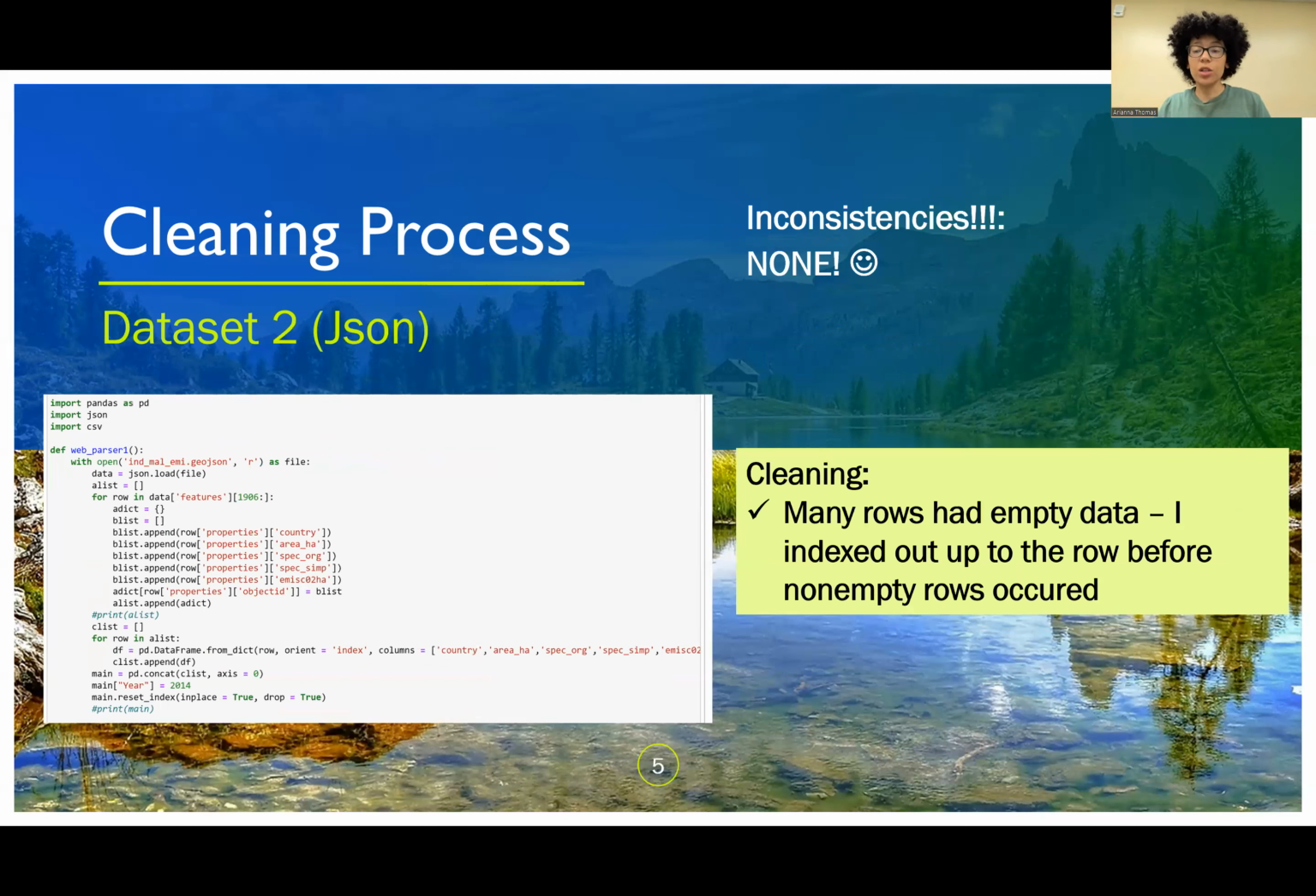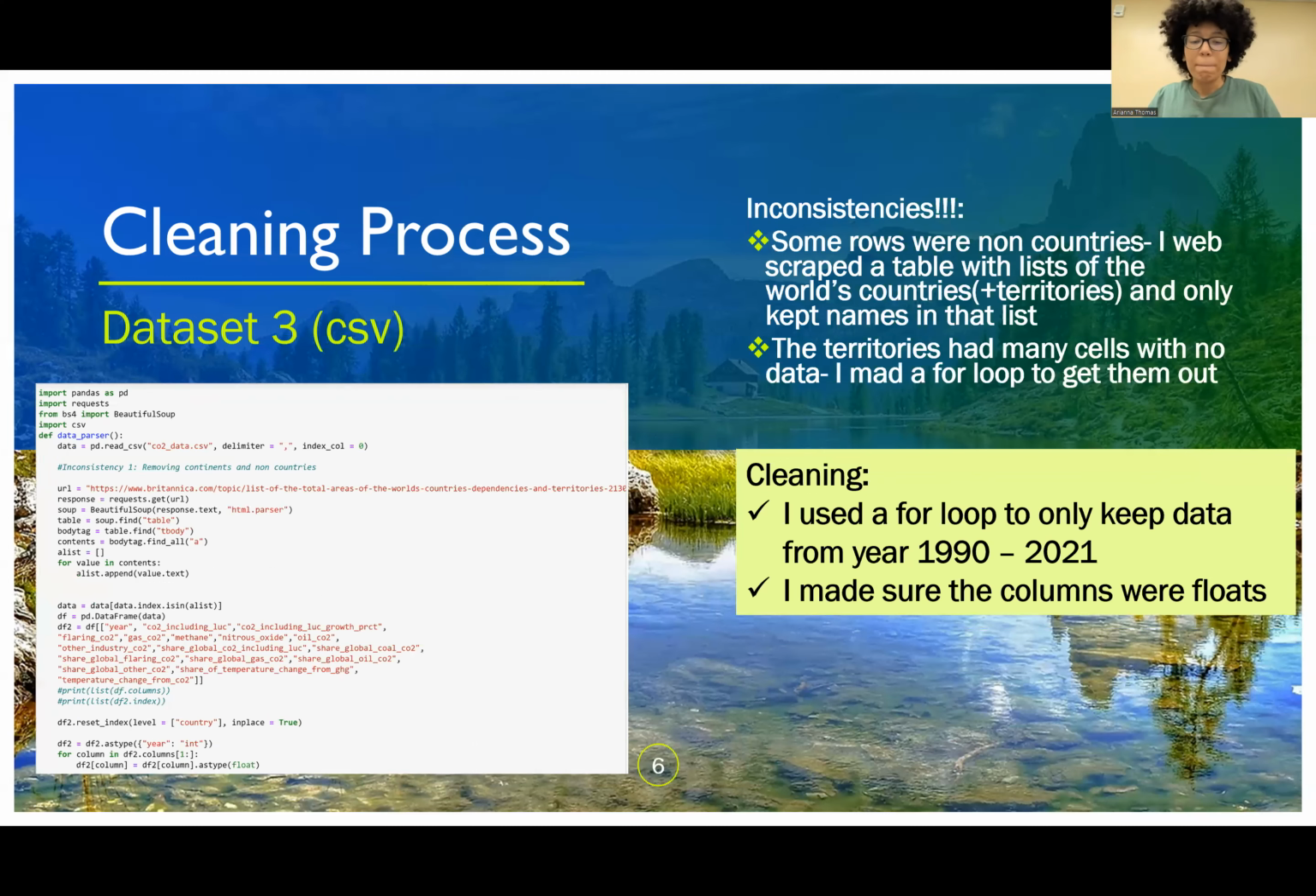Next was my JSON. It was so easy, very easy, and I didn't have to deal with much. For cleaning, I basically just indexed all the way up, because I think it was getting all of the land in Indonesia and Malaysia, but not the ones that had data, because it would have the land measurements but wouldn't have actual emissions and all that other type of data. For that reason, I just cleaned that out, and that one was pretty easy.